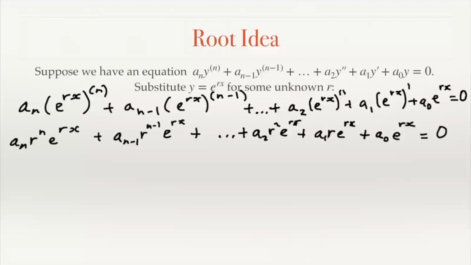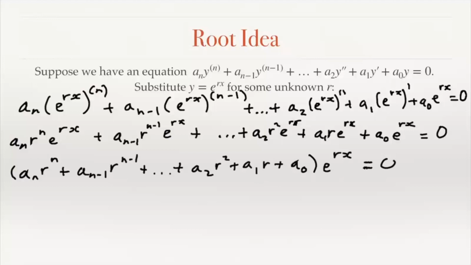So we have that. Now, notice that we have e^(rx) in all of these terms. So we'll factor out that e^(rx), and we'll have that as the left-hand side. This part here is called the auxiliary polynomial.